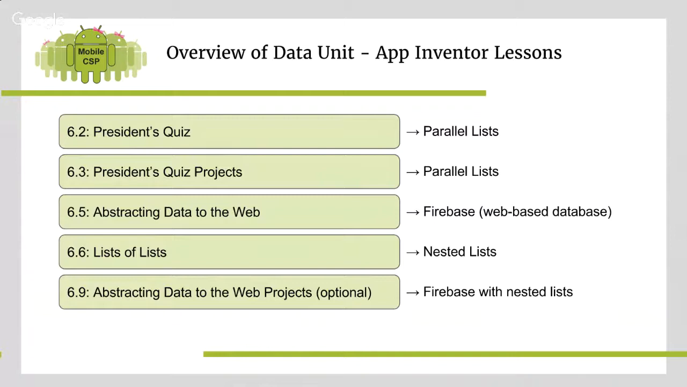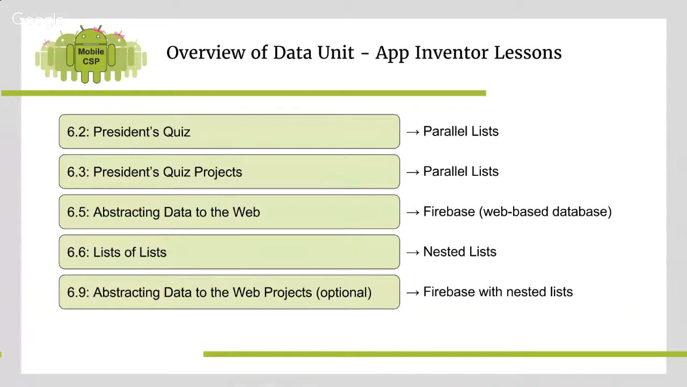projects, abstracting data to the web, which is also based on the President's Quiz app, lists of lists, and abstracting data to the web project. That last one is optional, but again, all of them are based on this initial President's Quiz app, which is a pretty straightforward kind of quiz where students are asked to create a quiz that has an image, a question, initially a text box where they input their answer to the question. They click the check answer button, and then they click the next button to keep cycling through questions.